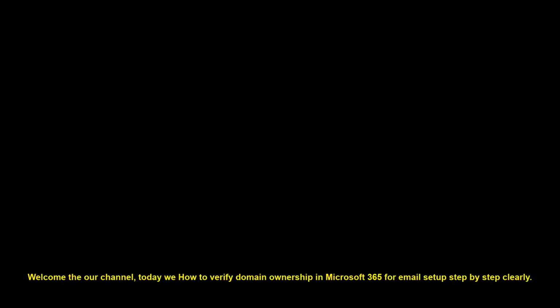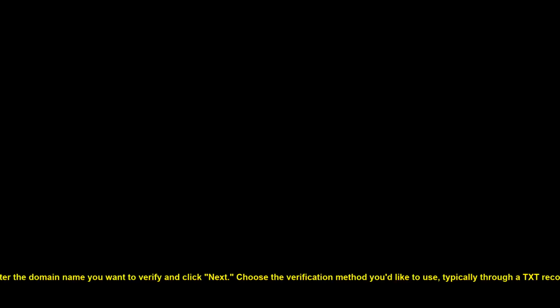Clearly. To verify domain ownership in Microsoft 365 for email setup, start by signing in to your Microsoft 365 Admin Center. Go to the Setup option in the left sidebar. Click on Domains in the Setup menu. Select the option to add domain to begin the verification process. Enter the domain name you want to verify and click Next.